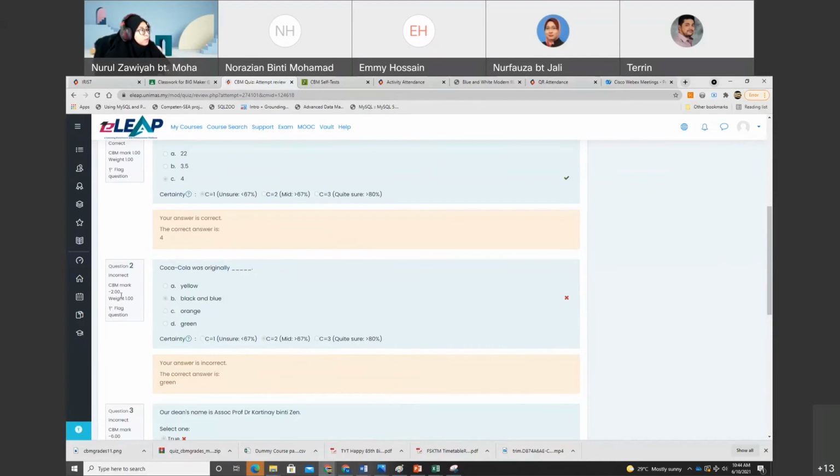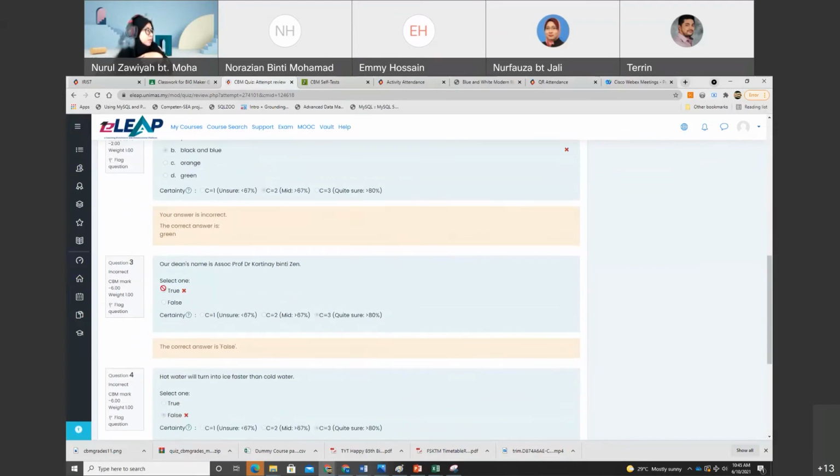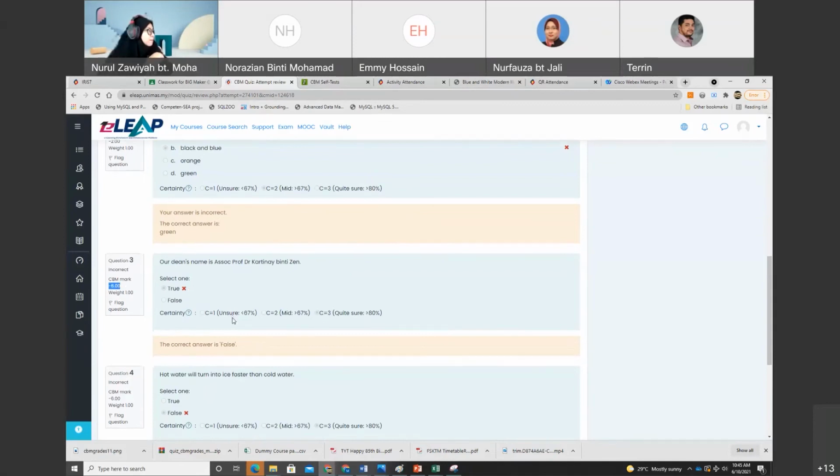But if you put C1, probably you only get 0, no marks. Because you put 50-50, more than 67 correct, this is more than 67, right? You get -2. Our dean's name, I put true because I didn't read carefully and I'm very confident. I'm very sure, like more than 80% sure. So the correct answer is false. So here I'll get -6. I get it wrong and I'm very confident.